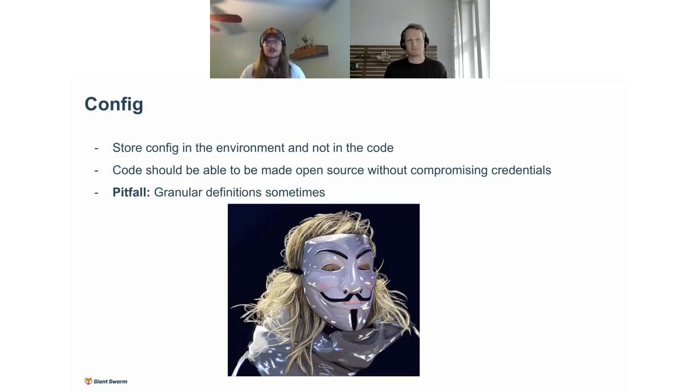Next up, we have config, and this is storing config in the environment and not in the code. One really nice way to think about this is basically code should be able to be made open source without compromising your credentials when you're writing it. And that's not to say that you want to open source your proprietary code. That's just to say that you should be in the habit of saying, hey, if Ben or Franz saw my code right now, I wouldn't be opening up a security report with my company, because I know that my config is extracted, my authorization is extracted away from my design.